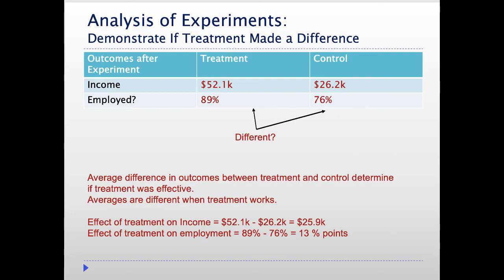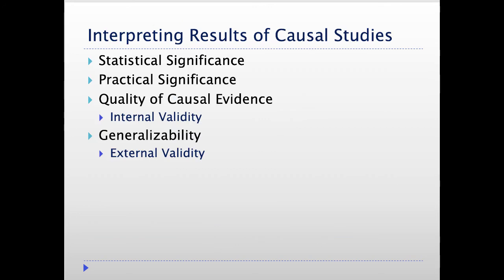So now we're going to turn back to results. This is what we had before, looking at the results and how you calculate the effect of a treatment. I had two examples, a quantitative variable like income and a categorical dummy, binary or dichotomous variable like employment. And again, it's simple subtraction that you're looking for. So what's the big picture of interpreting results of causal studies?